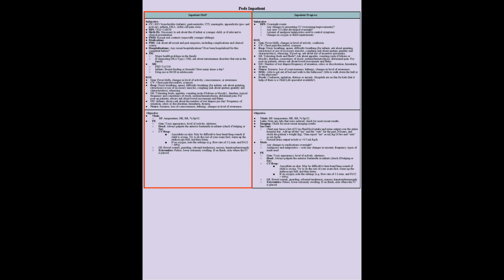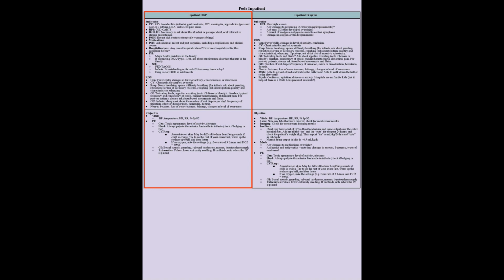Okay. For meds, you want to note if there are any changes overnight. Again, note if there were any changes to the amounts of pain meds or antipyretics that they had to take. And you're going to just do a recheck of their general appearance, their level of activity and alertness, check the anterior fontanelle, listen to their heart and lungs, and then listen to their stomach, and then again, look for lower extremity swelling.